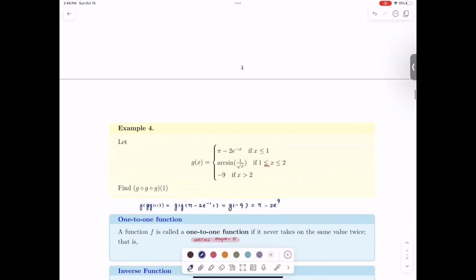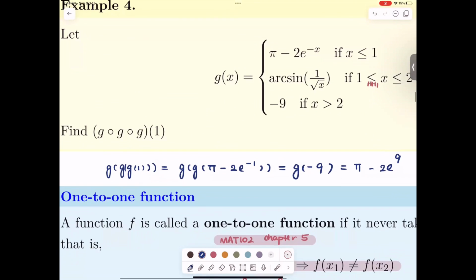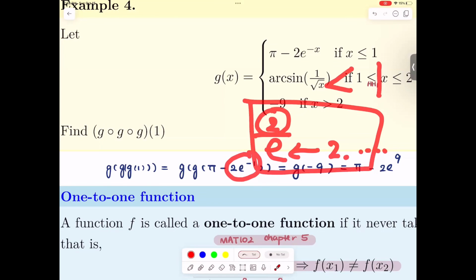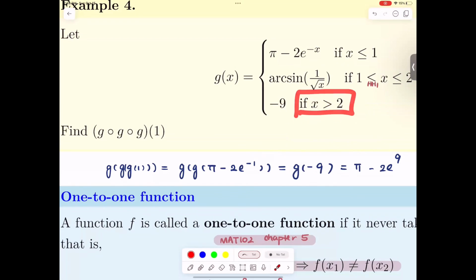You're still in here? You're still here? Okay. It's because this is 2 over e. E is 2 point something. It's bigger than 2. So the whole thing is smaller than 1. 3.14 something minus a number that's smaller than 1 is going to be bigger than 2. Make sense? Because it's bigger than 2, it's just going to be -9. Right?